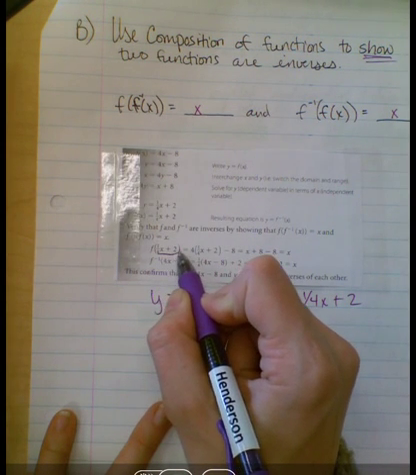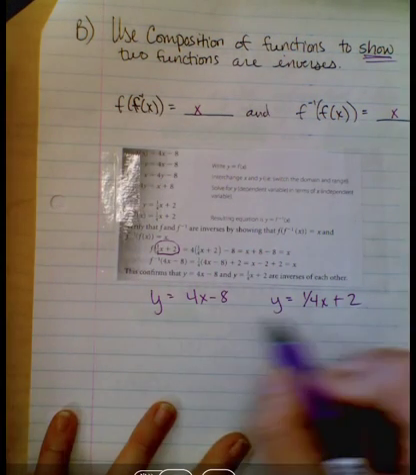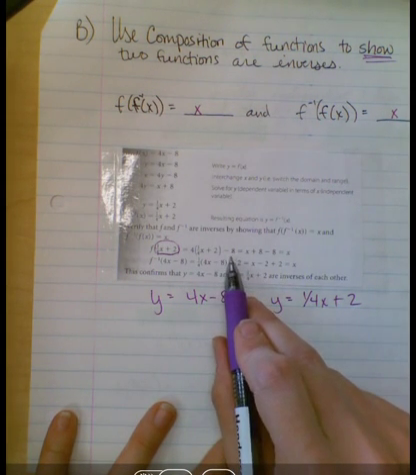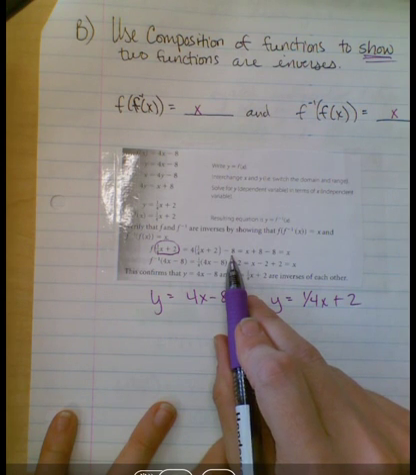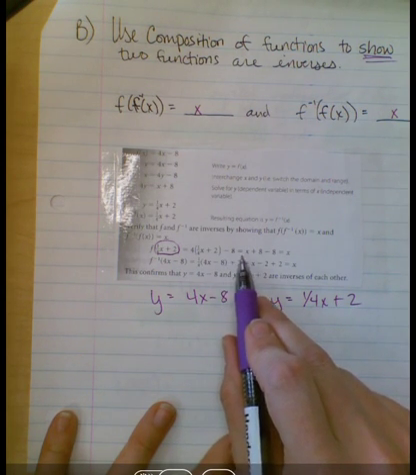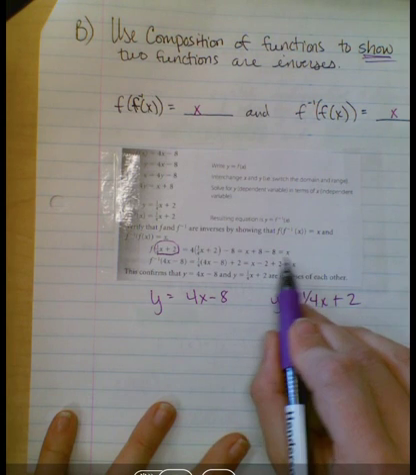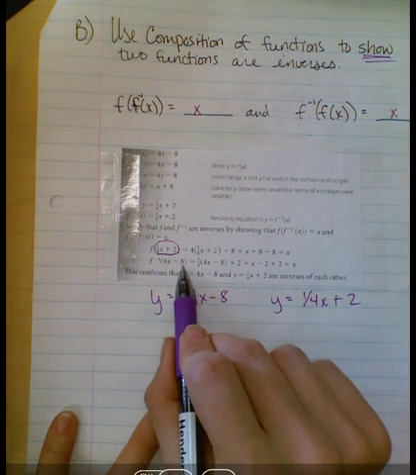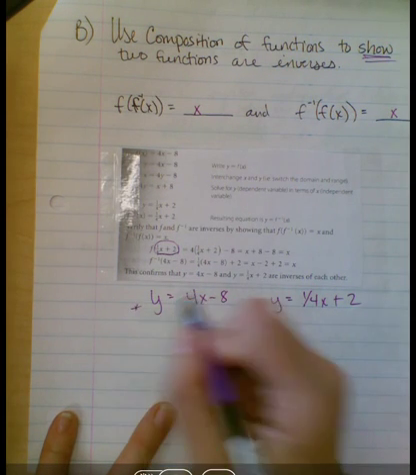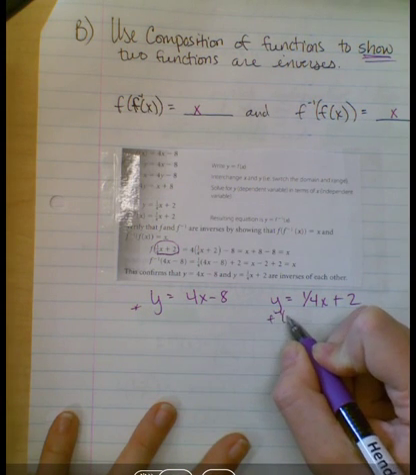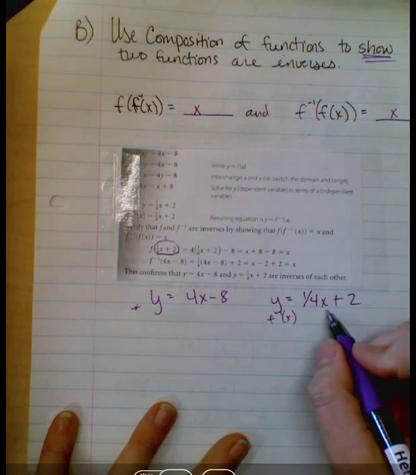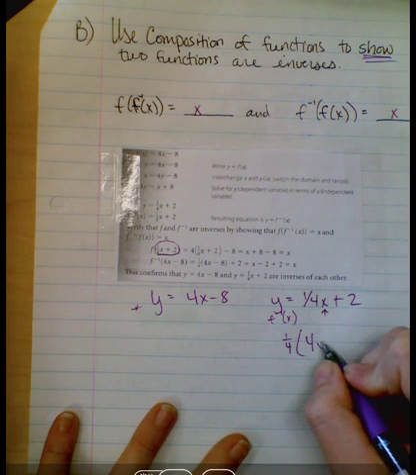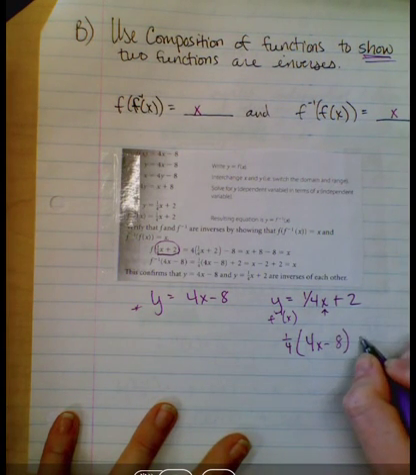Here they've plugged the inverse in as x, and then they distribute the 4 through, subtract the 8. Be careful with your parentheses where they actually go versus where they don't go. Simplify out, you get x. Cool, works. In this case, they're verifying by plugging in the original function. This is our original, and this is our inverse. Plugging our original in for x here, 1/4 of 4x minus 8, then plus 2.